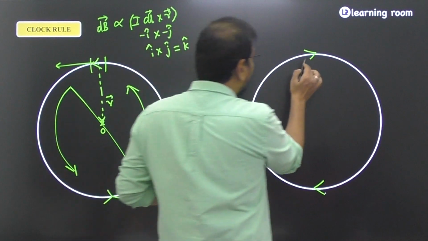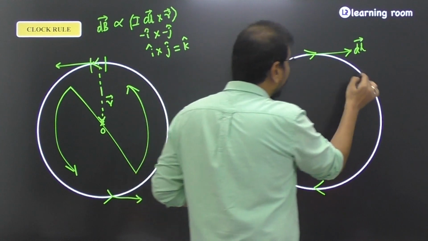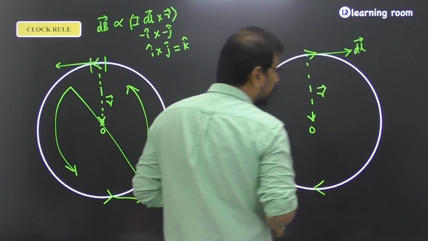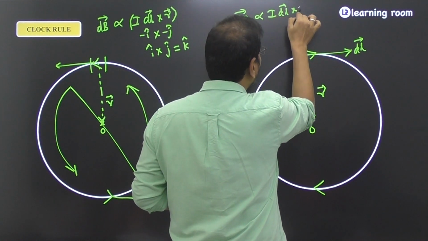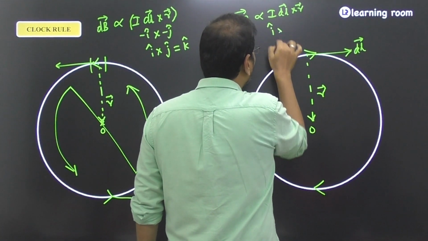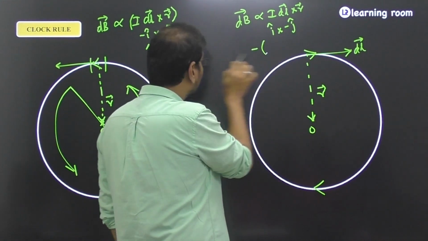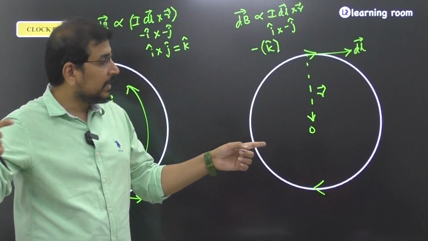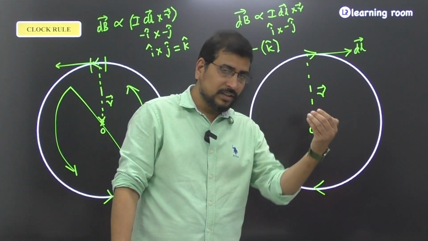Okay. Now observe, at this point, what is the direction of current? This is the direction of current. And what is the direction of r vector? From here, I will join it to this point O. This is going to be r vector. So dB vector in this case is going to be directly proportional to dl vector cross r vector. So what is the direction of dl vector here? i cap cross, what is the direction of r vector? It is minus j cap. If you take the minus sign outside, i cross j is still going to be k. So it is going to be minus k cap, meaning at the center, the magnetic field is going to be into the plane.